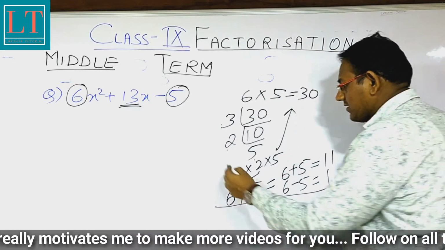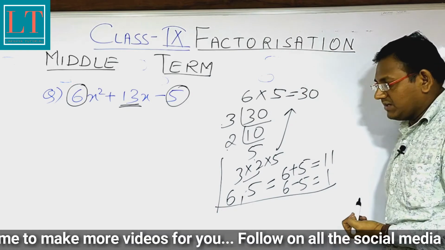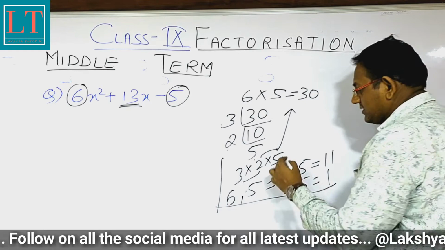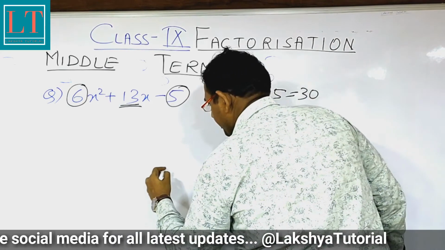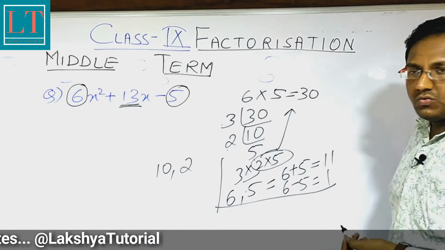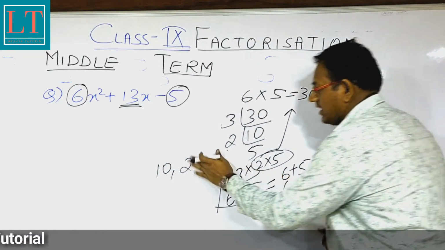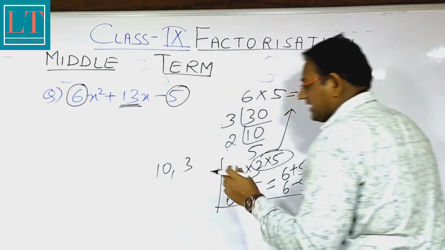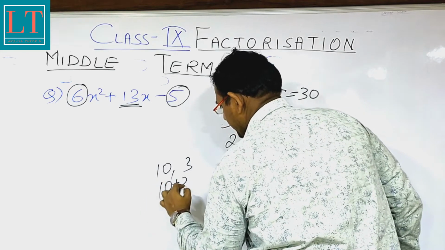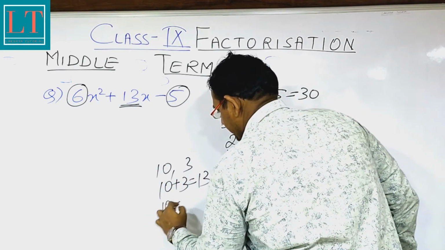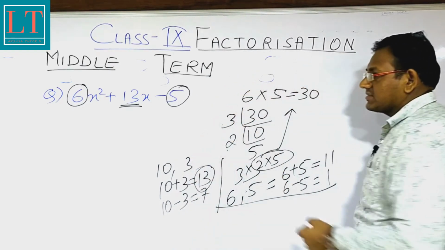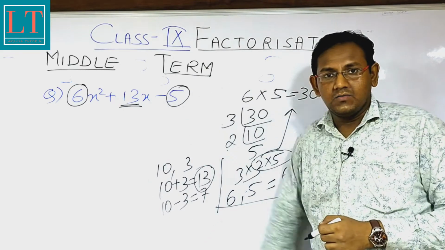So what is the next pair of numbers? Let us figure out these two numbers first, that means 2 and 5 over here. So 2 and 5 will give you 10, and the other number would be 3 over here. So 10 and 3 would be the numbers. 10 plus 3 will give you 13, and 10 minus 3 will give you 7 over here. So we got 13 in this case.